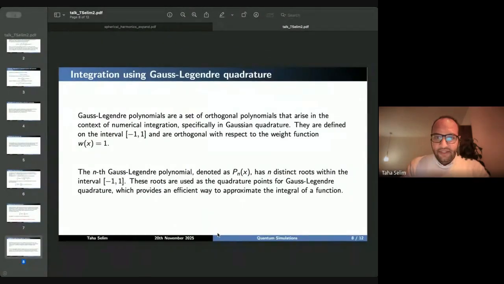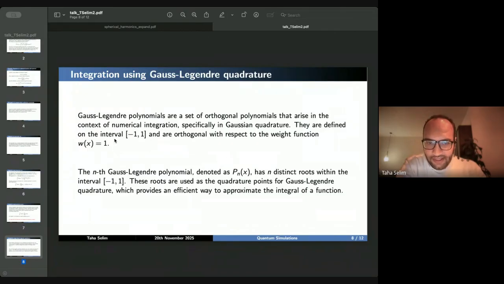So the first example is the Gauss-Legendre quadrature. Gauss-Legendre quadratures are very famous methods to be used in quantum simulations. They are inspired by, or come from, the Legendre polynomials. These are a set of orthogonal polynomials, so they are orthogonal to one another, and they arise in the context of numerical integration.